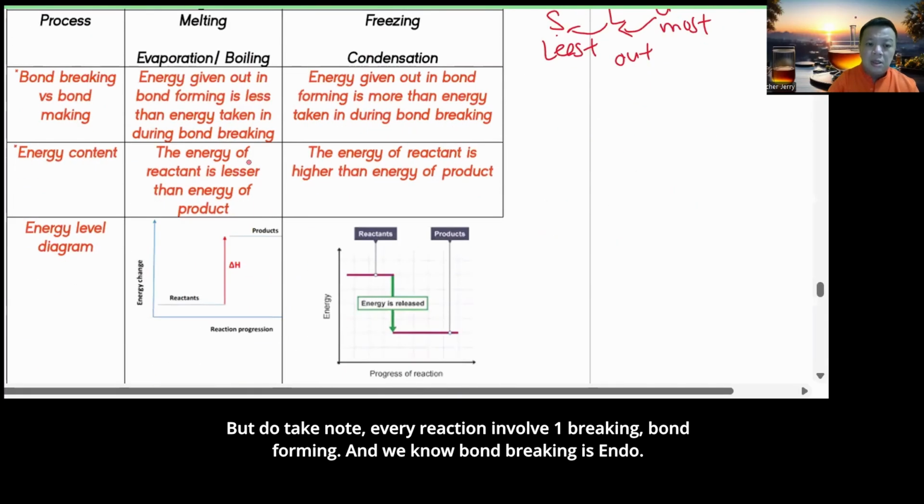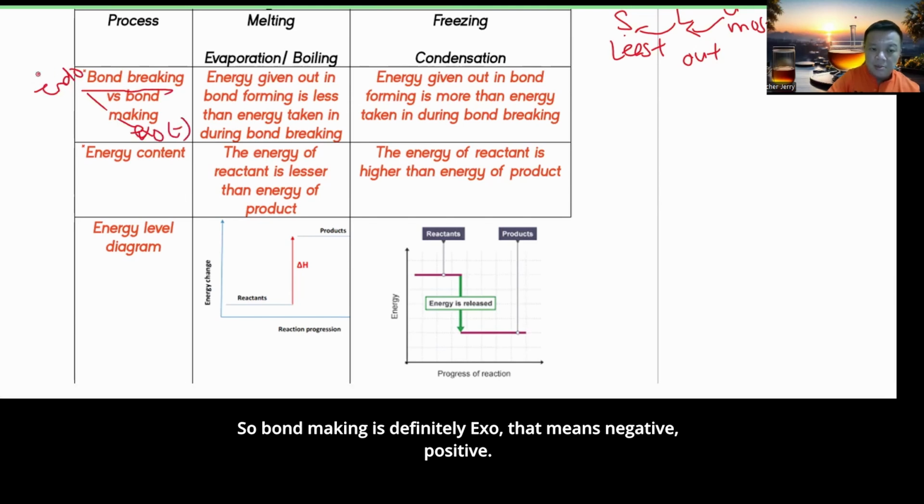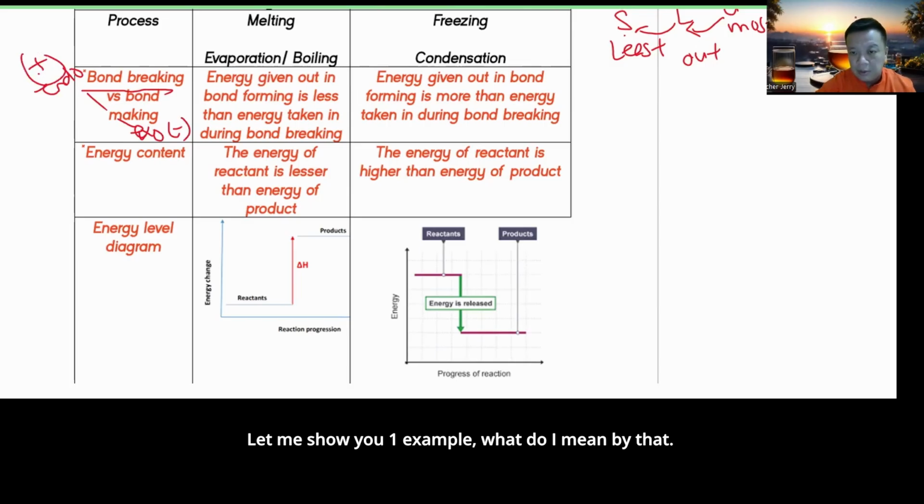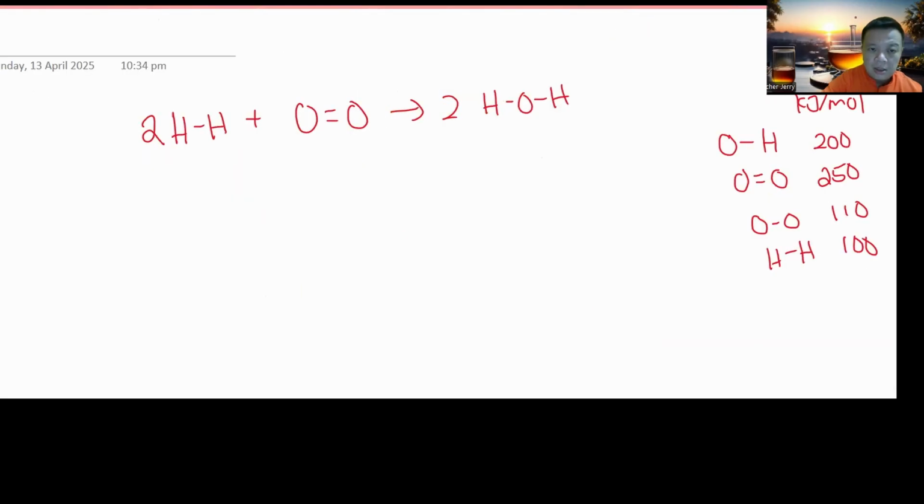Every reaction involves bond breaking and bond forming. And we know that bond breaking is endo, so bond making is definitely exo. Right? Meaning negative, positive. Okay, so let me just show you an example. What do I mean by that? Okay, so this is an example. Right, so you know that color, okay?